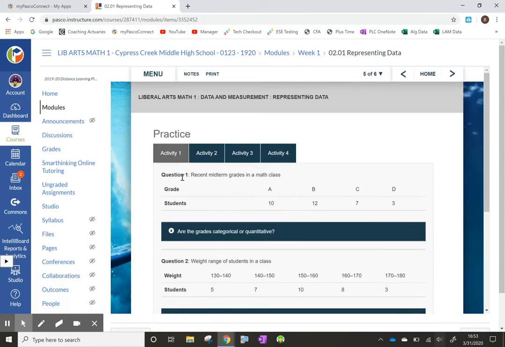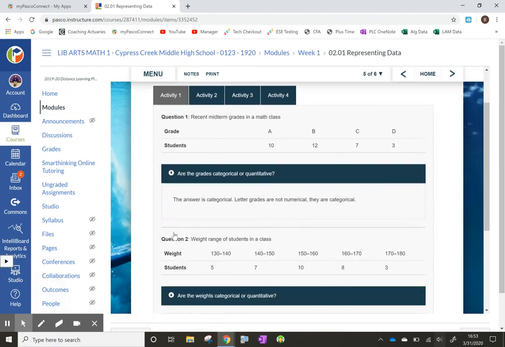So activity 1, question 1, recent midterm grades in a math class. So 10 students got an A, 12 students got a B, 7 students got a C, and 3 students got a D. Is this categorical or quantitative? Well, since they are given in categories as A, B, C, and D, those are categories, those are not numerical ranges, this would be categorical data.